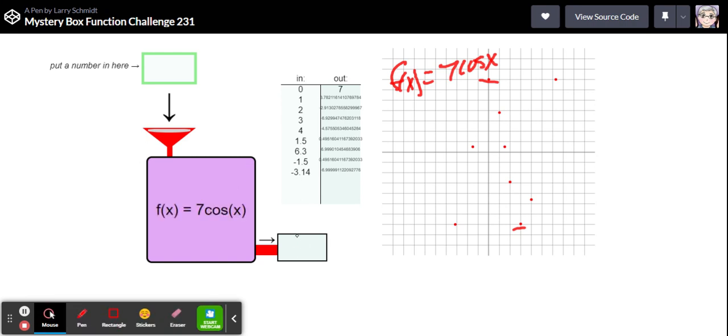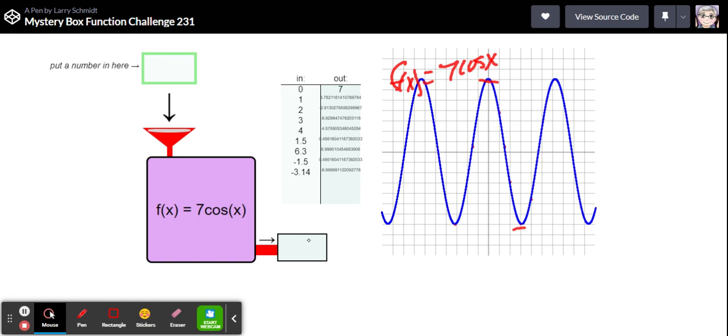I'm going to take a look. Yeah, there it is, 7 times the cosine of x. Let's graph it. And you get that typical cosine pattern starting out up at its top and then going down when it gets to pi to its bottom, but it's just really tall. So that multiplier changes the amplitude of your function.